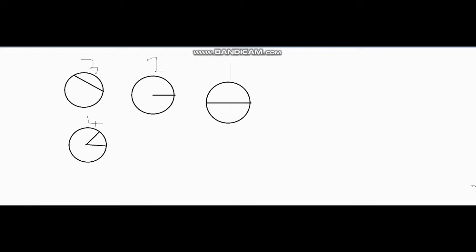Hello again, everybody, and today we'll be doing the geometry of circles. So we'll be going over some terms that are associated with circles, such as diameter, radius, chord, segment, sector, area, circumference, and arc. So let's first look at circle number one.